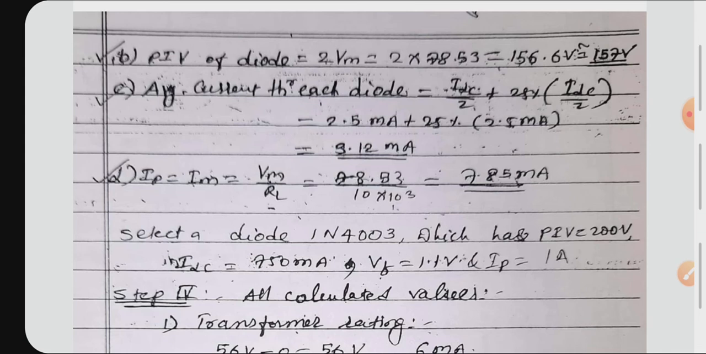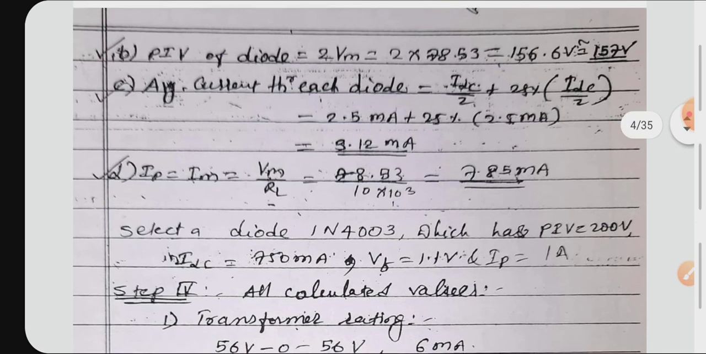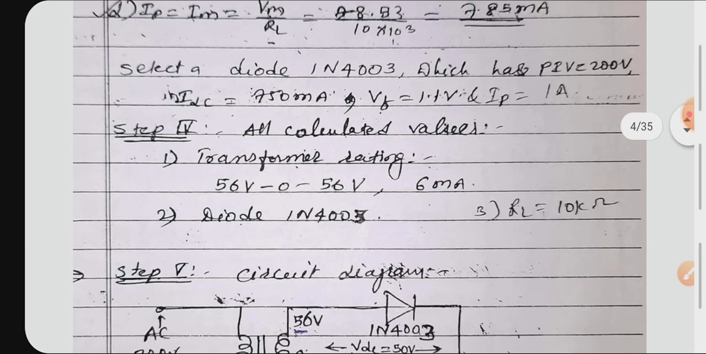The series 1N4001, 1N4002, 3, 4, 5, goes up to 007. Maximum PIV is 1000 volt. 1N4007 diode has PIV of 1000 volt. Okay, so accordingly you will select the diode as 1N4003.